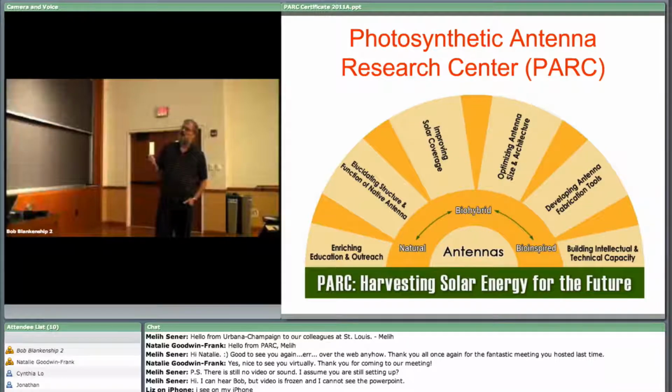And we have various signature projects that we're working on: trying to elucidate the structure and function of natural antennas, improving solar coverage. I'll tell you a little bit about these as we go along. Optimizing antenna size and architecture, developing antenna fabrication tools, and an important part, sort of the foundation, is that we're enriching education and outreach, and also building intellectual and technical capacity, sort of capital infrastructure. And all of this is designed as harvesting solar energy for the future.